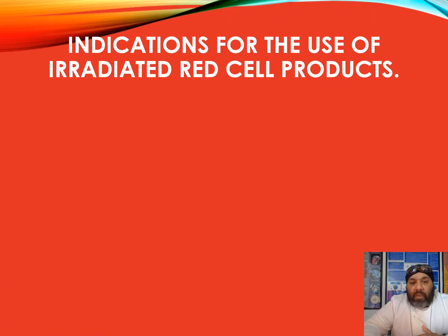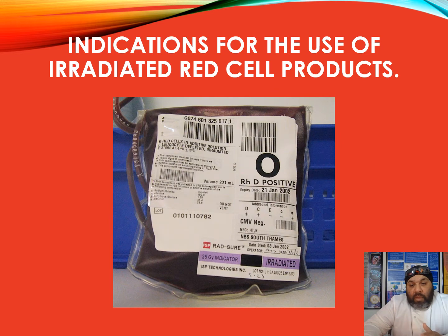And so I'm now going to highlight some points around the indications for the use of irradiated red cell blood components. Here in this slide is a typical picture of what a red cell component, a pack of red cells, looks like once it's been donated. Basically this one is O rhesus D positive.